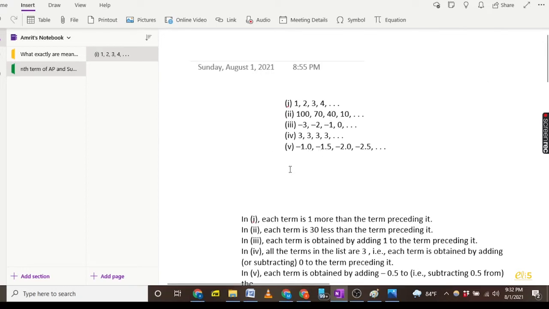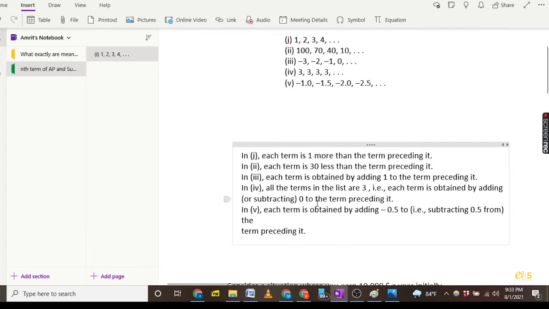There are 5 examples. Can you see any pattern in these numbers? I'm sure most of you can. In the first example, each term is 1 more than the term preceding it. In the second, each term is 30 less than the term preceding it. In the third, each term is obtained by adding 1 to the term preceding it.